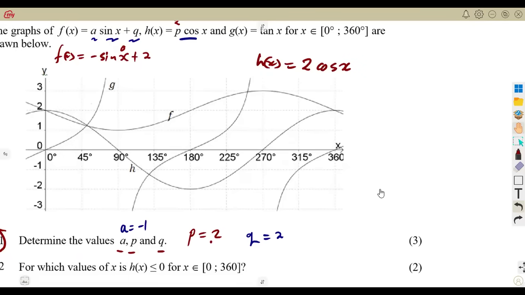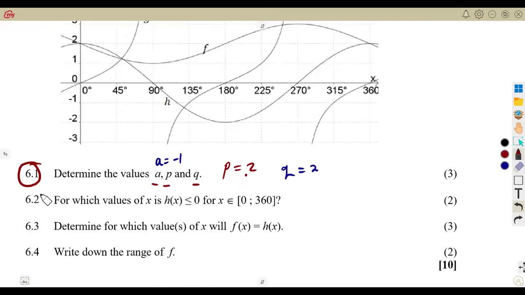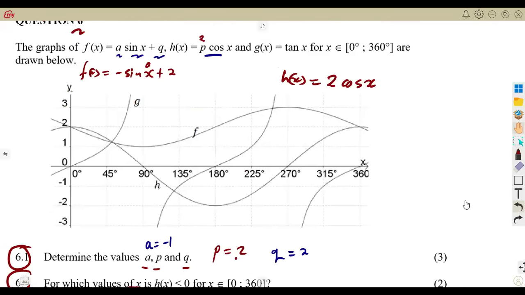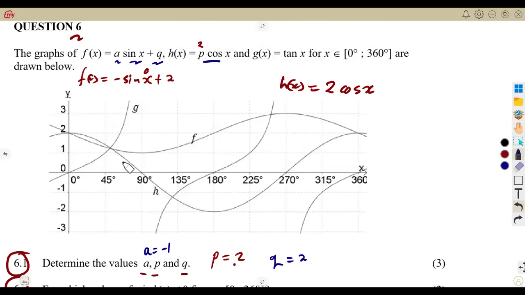In this case, we just have to be careful. Then determine for which values of x, is h of x less than or equal to 0, from 0 to 360, where h of x is less than 0. This is the graph of h of x. Remember, the graph of a cos, this one.